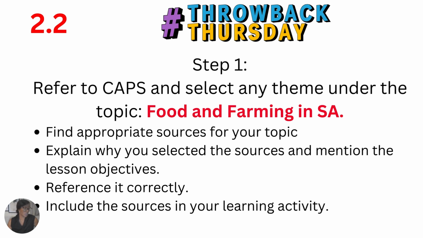So what task 2.2 is asking, and this one is for 20 marks, is that you refer to CAPS and select any theme under the topic food and farming. So you can find appropriate sources for your topic again, and you're going to explain why you selected these particular topics again.